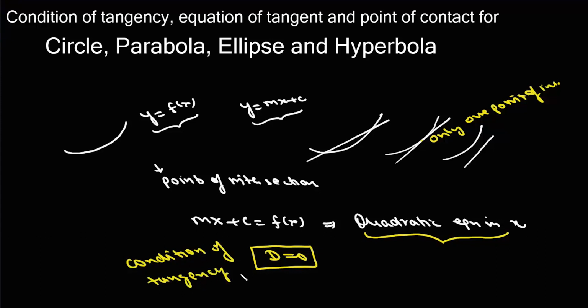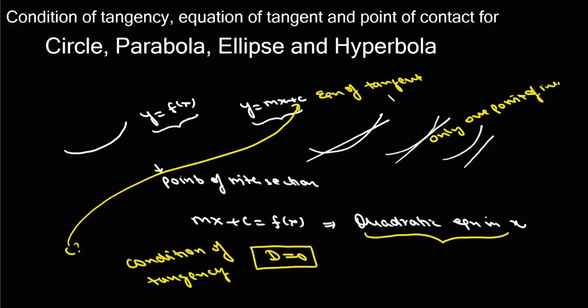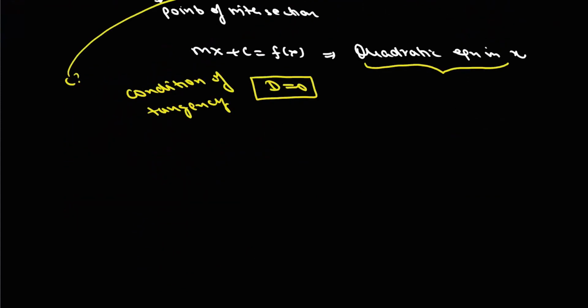And once we have condition of tangency, we'll get the value of c. And if we put this c in equation of the straight line, we'll get equation of tangent. So this is how we're going to write condition of tangency and equation of tangent. Now for point of contact, we'll need to learn something else.